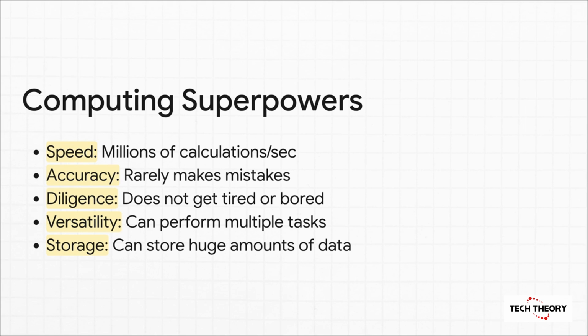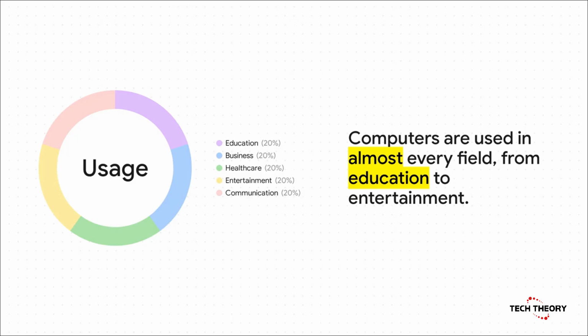You also have diligence. A computer can do the most boring, repetitive task a million times in a row and never get tired, never lose focus. They're also incredibly versatile. The same machine can be used for editing movies or for balancing a budget. And finally, storage. Their ability to remember massive, massive amounts of data is a true game changer. And it's because of those superpowers that they are now the backbone of, well, pretty much everything. You name it. Education, business, healthcare, entertainment, how we talk to each other. It's all powered by computers. They're woven into the very fabric of our lives.